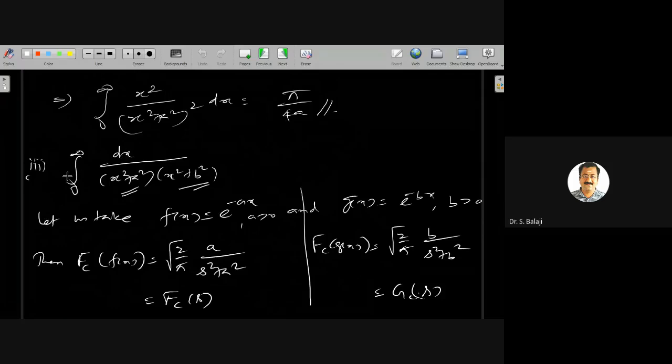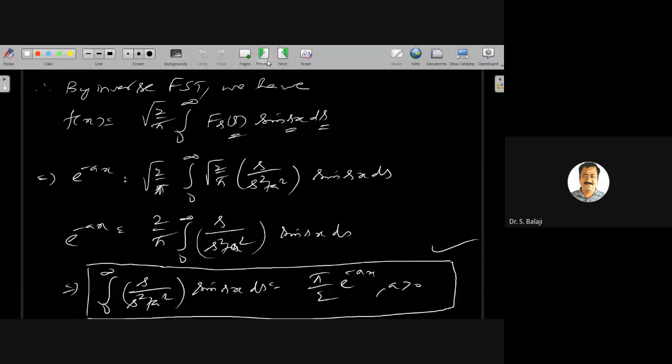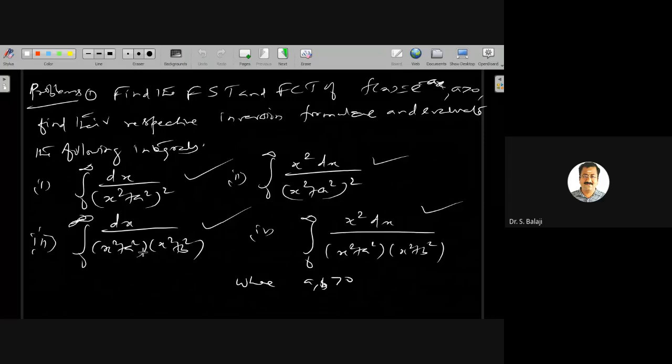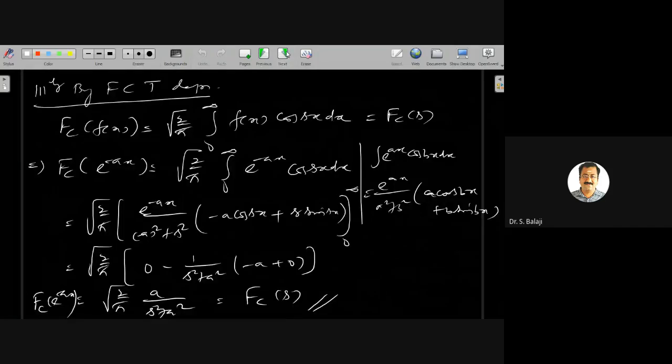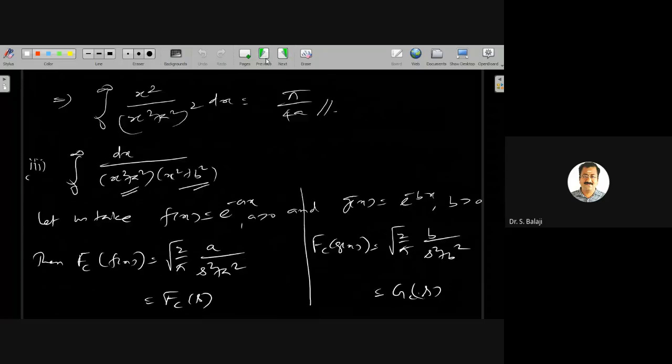Third subdivision, they are asking that third and fourth. You see that here, dx by x square plus a square, x square plus b square. Numerator is constant, means you can use Fourier cosine transform e power minus ax. Numerator is x means you can use Fourier sine transform e power minus ax. Now you see that previously x square plus a square, here x square plus a square, but one more function x square plus b square is present, and therefore you can use the f of x, g of x property. Because Parseval's identity is derived from that property only.